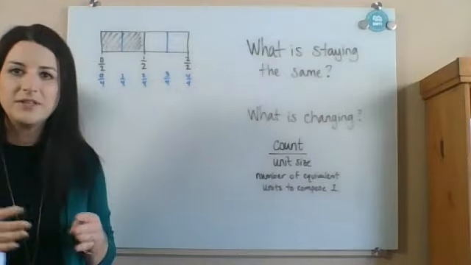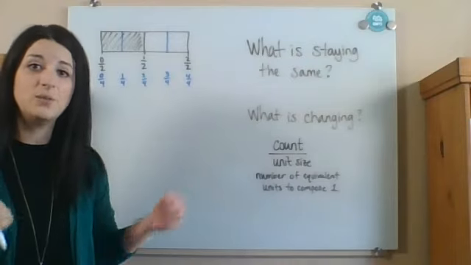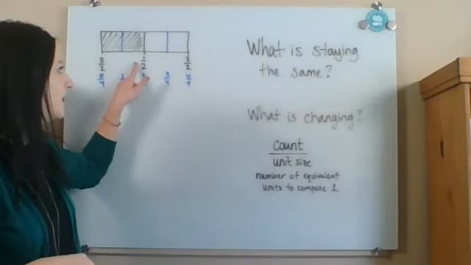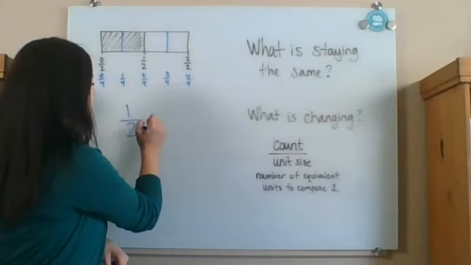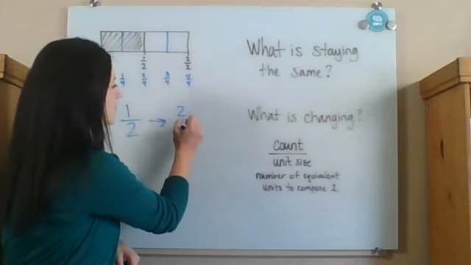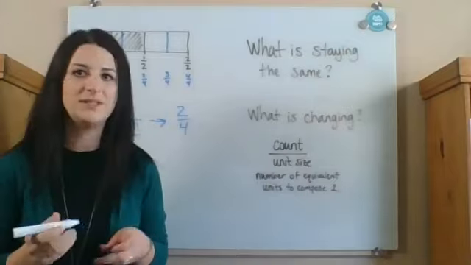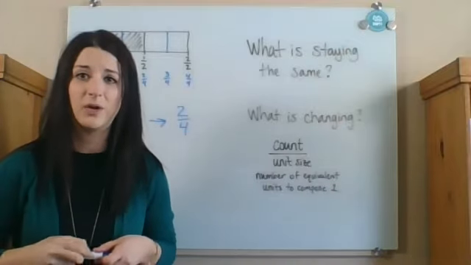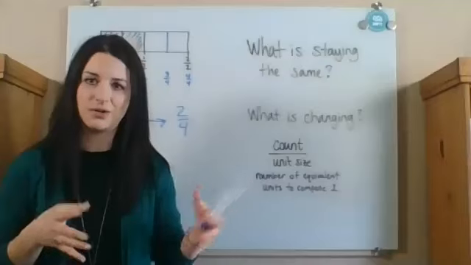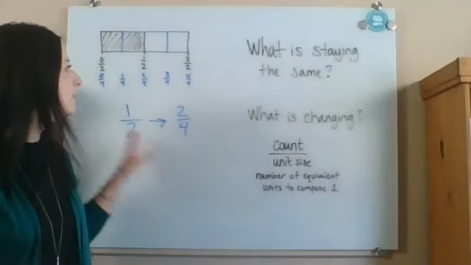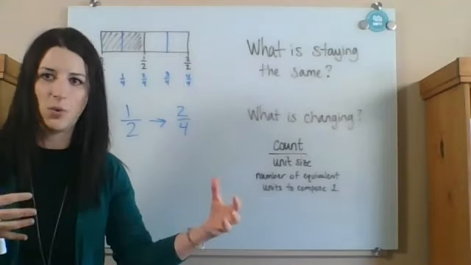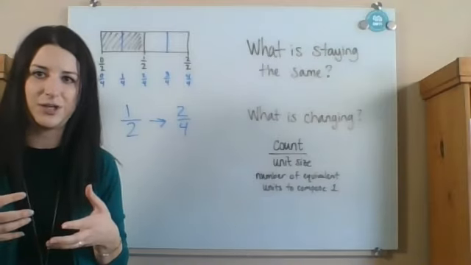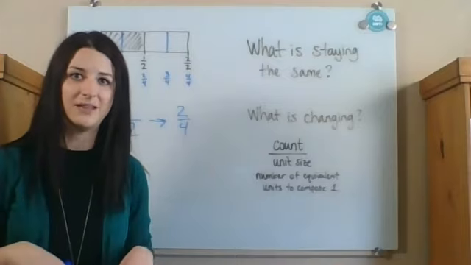All right, so with equivalence, we're going to talk about what changes and what stays the same as I go from talking about 1/2 to 2/4. So first we're going to talk about what stayed the same, because oftentimes when we're talking about equivalence, that's really where our focus starts. If we think about what's staying the same, it's that shaded portion. I didn't shade any more of my bar model. I didn't erase any of the shading. It's that shaded amount that's staying the same.